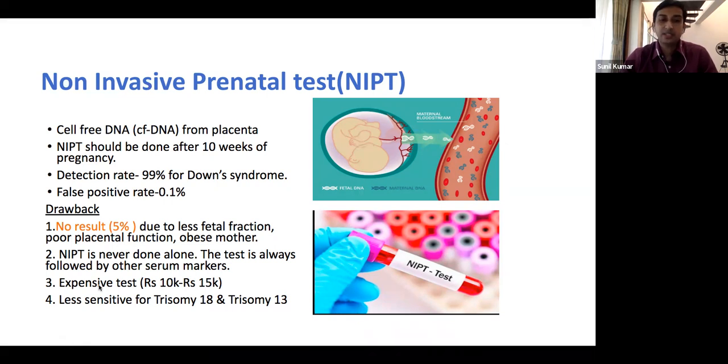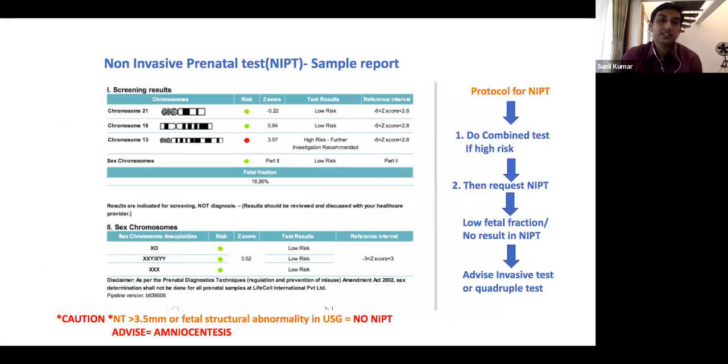It's an expensive test. People do it in a different price range, but it depends upon the different methodology of testing the cell-free DNA. That's why the cost varies from lab to lab. And this NIPT is less sensitive for trisomy 18 and 13. So if there is strong indication for chromosome 21 abnormality, then NIPT is suggested.